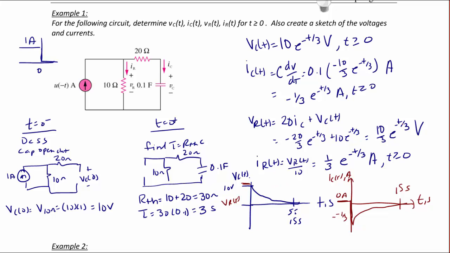The initial voltage for the 10 ohm resistor, VR of t, is also 10 volts. But right after time 0, it immediately jumps down to 3.33 volts, and then it dies off from there. That's based upon this equation, 10/3 e to the negative t over 3. Now, what about the current for the resistor? The current for the resistor is initially 1 amp based upon this circuit here. So this is IR of t. It's at 1 amp, and then it immediately jumps down to 1/3 and dies off to 0.